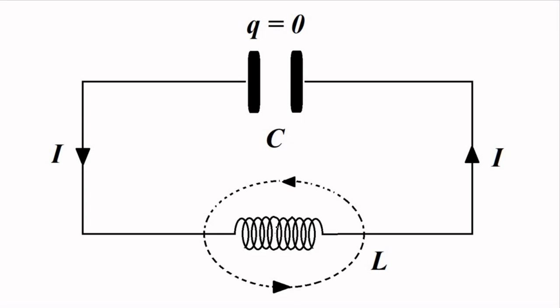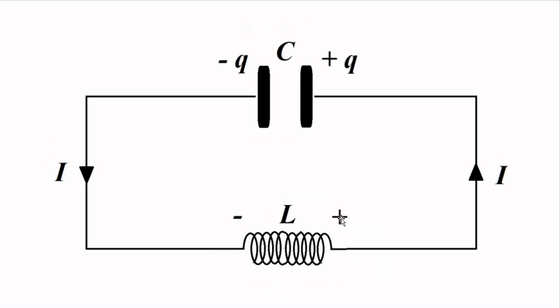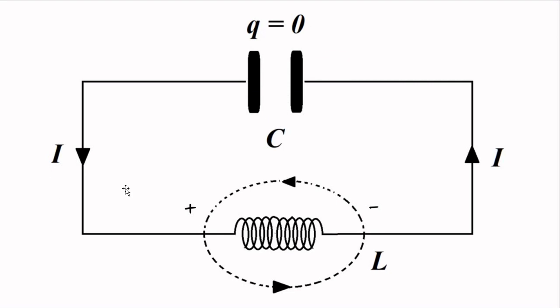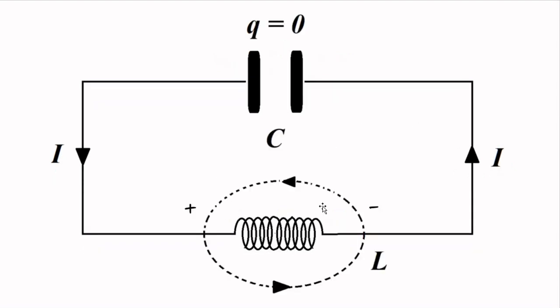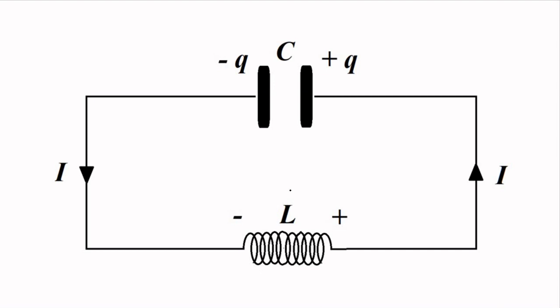Initially the polarity was like this, flowing from here to here. Now it will produce a counter EMF in the opposite direction, that is, the right side will become positive and the left side will become negative after it has discharged. Not during this stage, after this. So it will continue the flow of current in the same direction. This counter EMF across the inductor will keep the flow of current in the same direction.